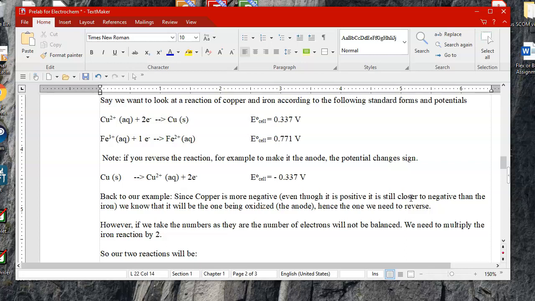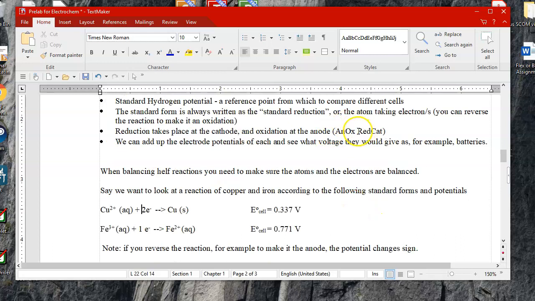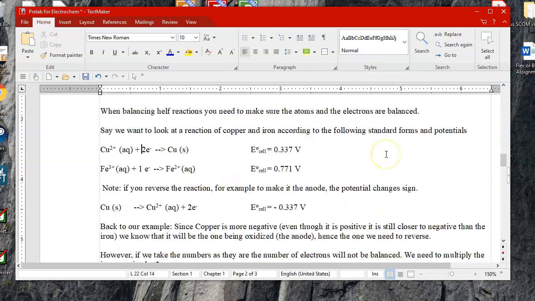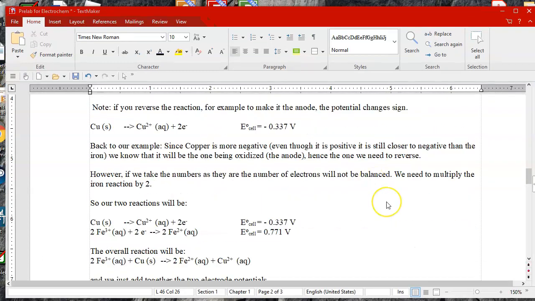Okay, so we're going to need to reverse one of these. The one that we're going to reverse is the copper. So we're going to make copper the oxidation. Remember your acronym here, an ox and a red cat. So if we make copper the oxidation reaction, then we know that's going to be the anode. All right, so we know which electrode each of them is, and we know which one's oxidized and which one's reduced.